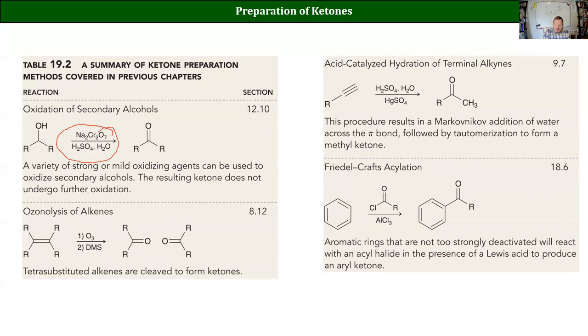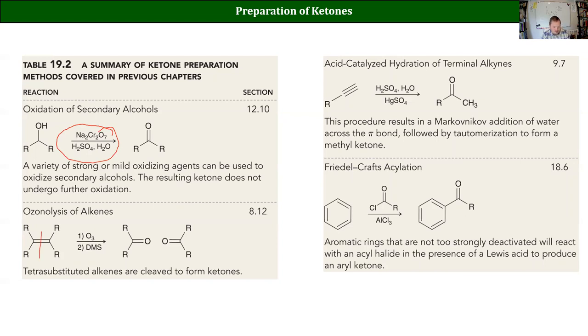The problem with just doing oxidation of a primary alcohol is that it oxidizes all the way to a carboxylic acid, right? And that's why we had to have those other PCC or various other options for the mild oxidation. We don't have to worry about that for ketones. If it's a secondary alcohol, you just throw it with some dichromate. Dichromate will oxidize it as far as it can and then stops at the ketone.